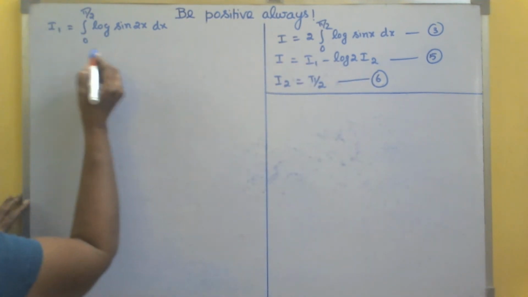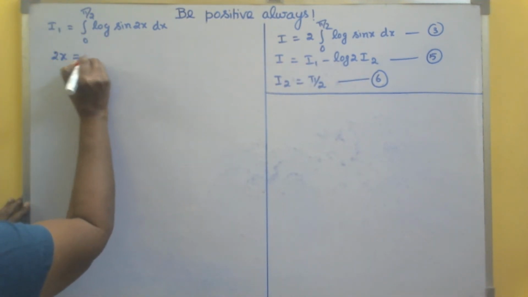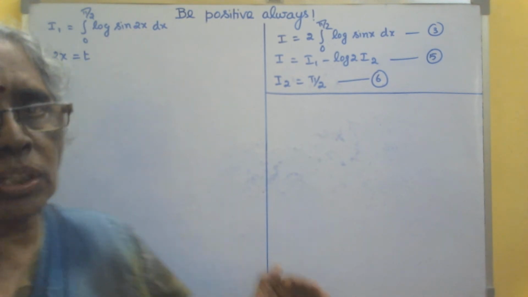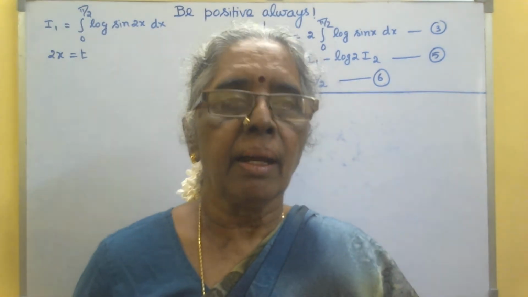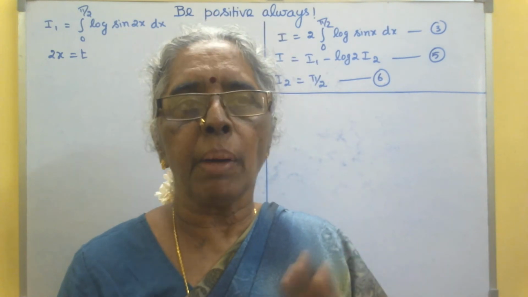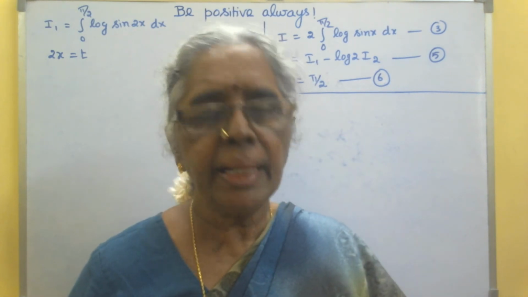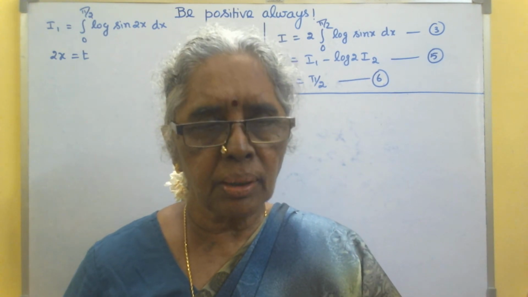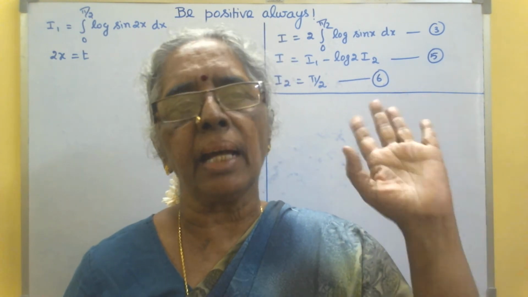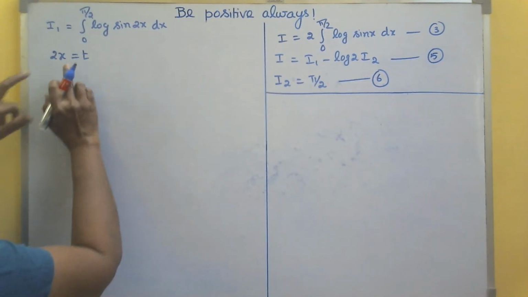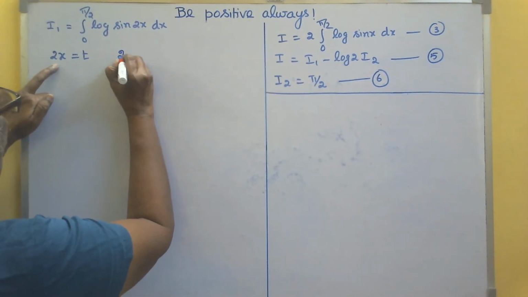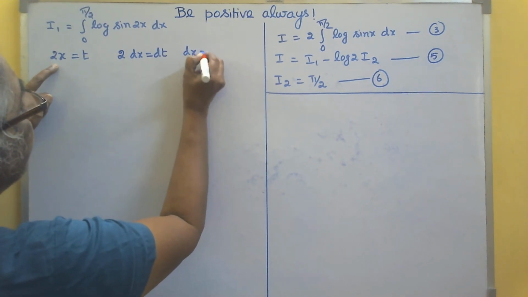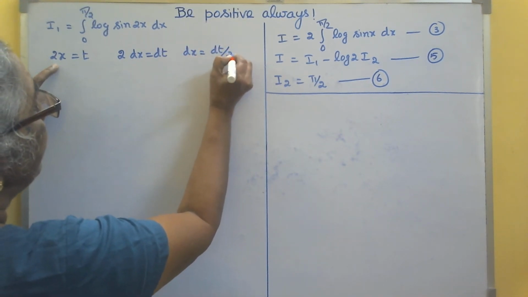So now I am going to substitute 2x is equal to t. Whenever you substitute, you have to differentiate and then you have to change the limits. Remember these steps always. In any definite integral sum, wherever you use substitution, you substitute, differentiate, change the limits. Now 2x is t. If I differentiate it, 2 dx will be equal to dt. So dx will be equal to dt by 2.